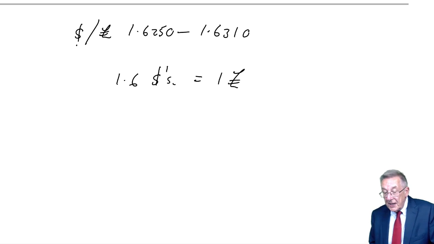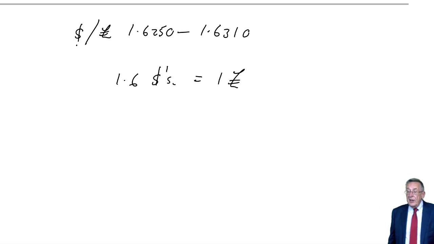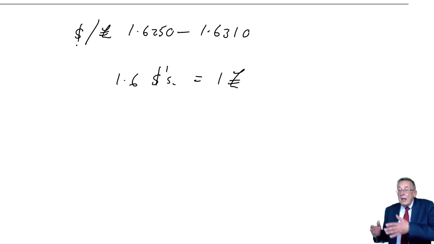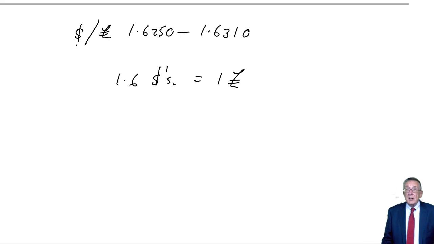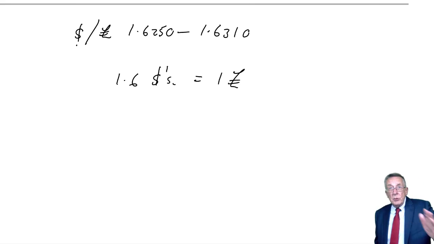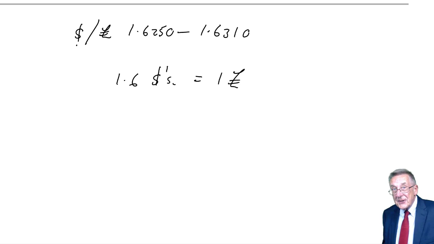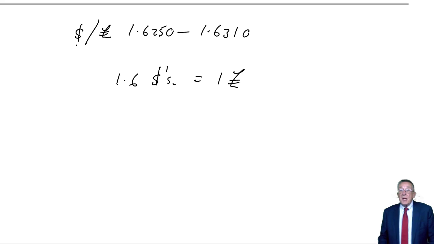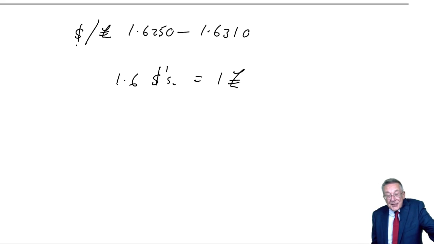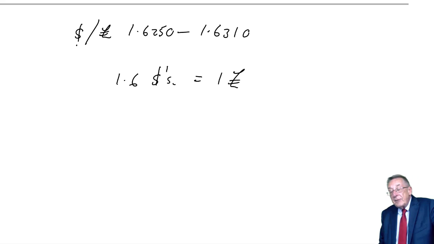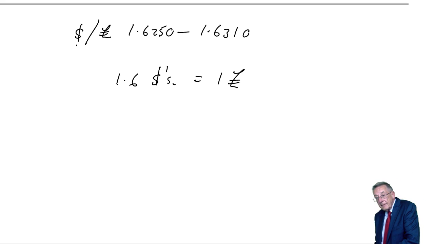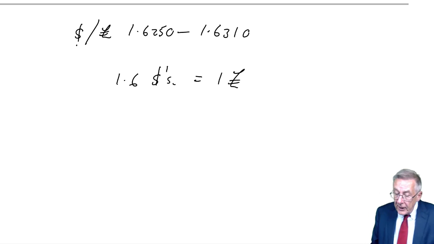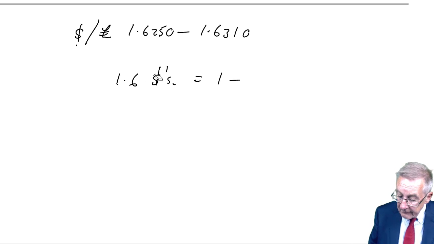The dollar is being quoted against the pound. So when we come to do any converting, if we've got pounds and we convert into dollars, every pound will result in $1.6. Or alternatively, if we've got dollars and we convert into pounds, it'll need $1.6 to convert to every pound. So that's the first, if you like, rule.